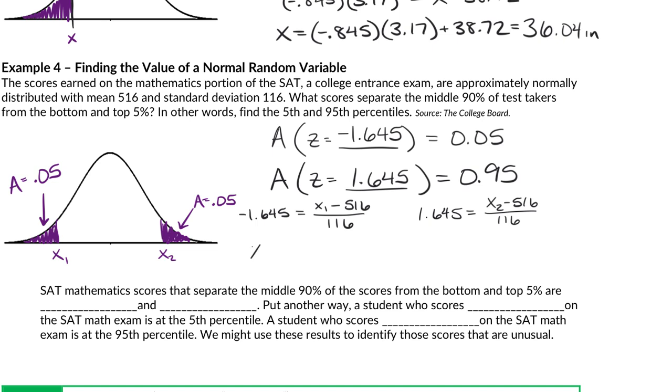If you solve for this first x, you would get 325.18. And if you solve for the second one, you would get 706.82.